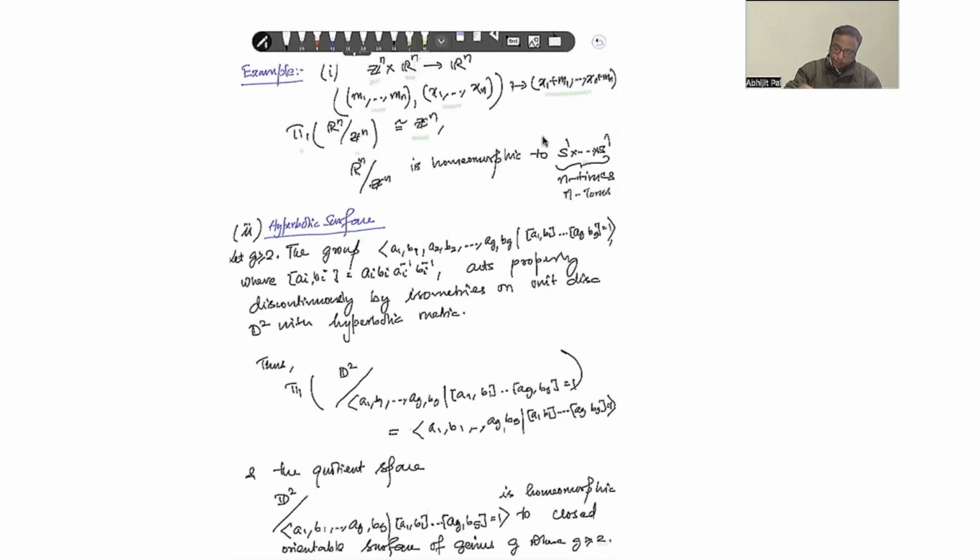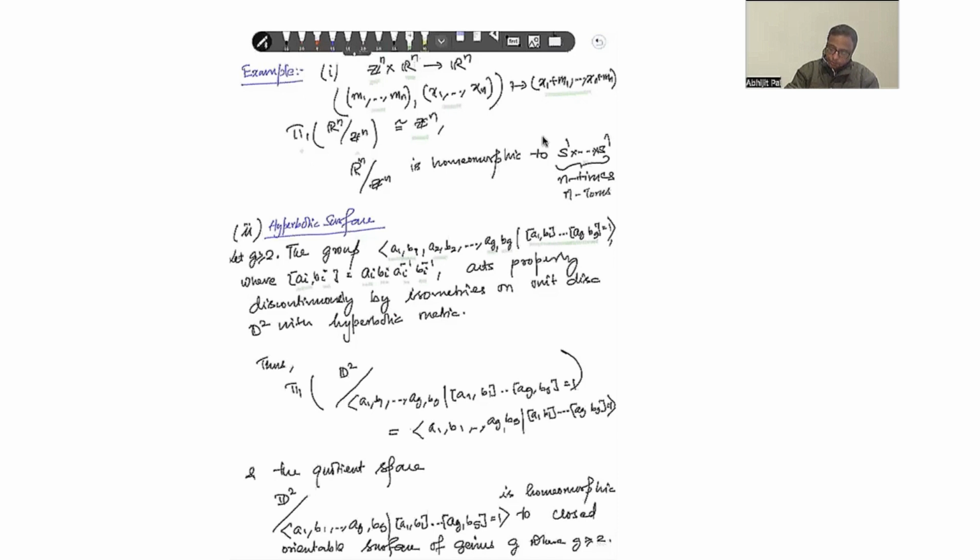Okay, now let me tell you this fact, which we will prove later. Let us take the group generated by a1, b1, a2, b2, up to ag, bg, with the product of the commutators equal to 1. What do we mean by commutator? The commutator [ai, bi] is equal to ai bi ai inverse bi inverse.